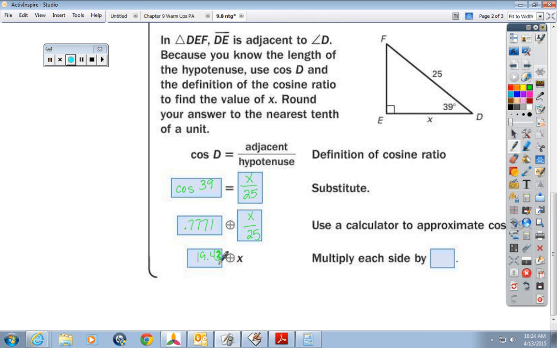Just say 19. Okay? Now, does that seem like a realistic measurement compared to the hypotenuse? Yeah. Is it bigger than the hypotenuse? No, because if you got a number that was, it would definitely not be correct. Okay? Is it way smaller? No. Did I get a negative number? No. Remember, measurement isn't negative.